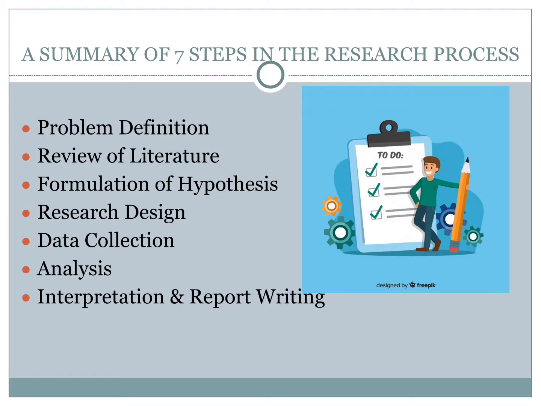Just to very quickly summarize the steps in the research process, there are 7 steps. First is problem definition. Second, review of literature. Third, formulation of hypothesis. Fourth, research design. Fifth, data collection. Sixth, analysis. And seventh step is interpretation and report writing.